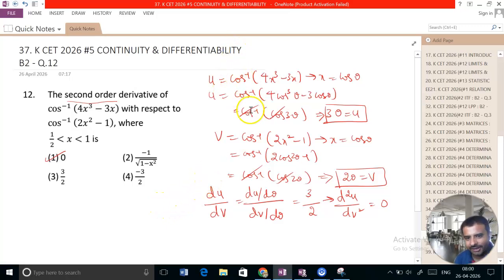And there is no need to do all these things. If you know the result very well, you can directly write u is equal to 3 theta, that is 3 cos inverse x, and v is equal to 2 cos inverse x. Since they mention with respect to, we take the parameter as theta. u and v are defined under one more variable, that is your parameter. So option 1 is the right answer for question number 12.